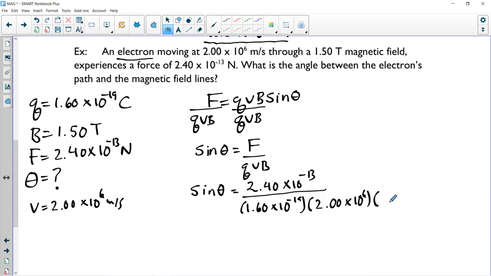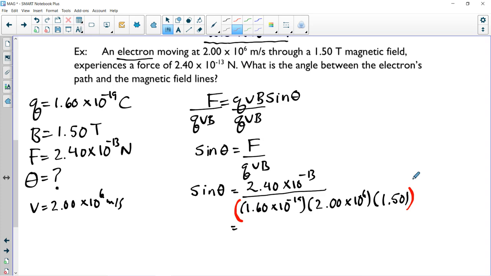2.0 times 10 to the 6. And B is 1.50. So what we're going to do is basically do the math on this. And again, if you're doing this in a calculator that's not a Casio, then you want to make sure that this entire bottom gets those big brackets around it. Or you can just do everything divide.